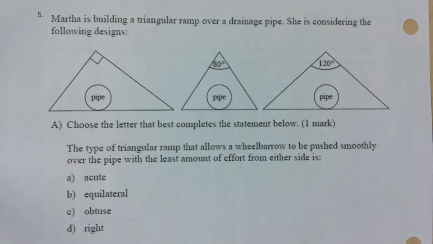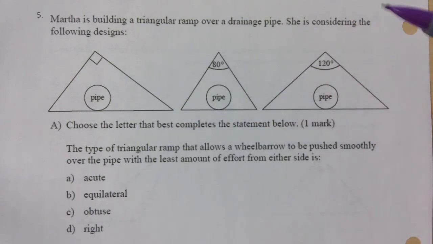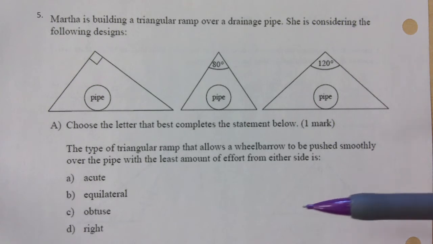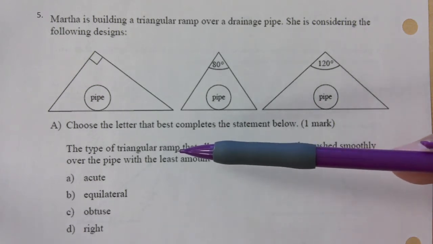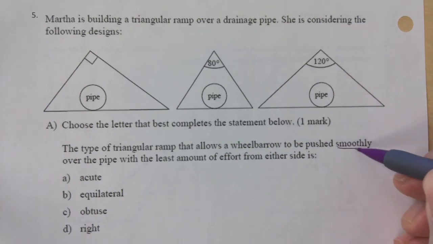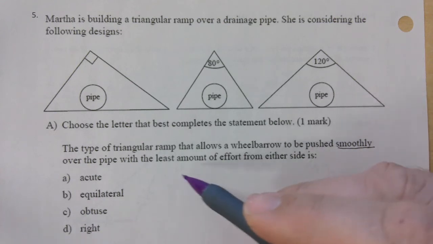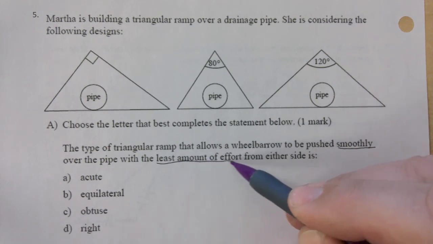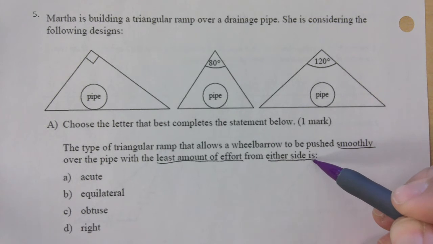All right, question 5. Martha's building a triangular ramp over a drainage pipe. She's considering the following designs. Choose a letter that best completes the statement below. This is a provincial exam type of multiple choice. It's the best answer that you're looking for. The type of triangular ramp that allows a wheelbarrow to be pushed smoothly, that's the key word here, so it's easy over the pipe with the least amount of effort from either side. So coming from both sides, which one would it be?